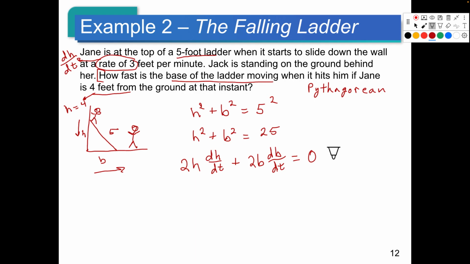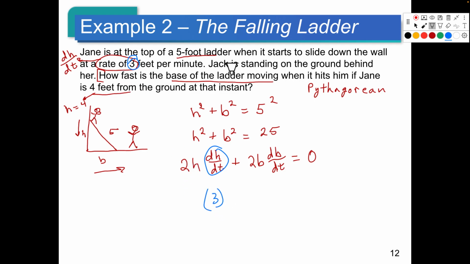Now what we've got to do is go back to the story and plug in the numbers that we can plug in. We were told the 5-foot ladder starts to slide down the wall at a rate of 3 feet per minute. So that's our dh dt. This is going down the wall. So I'll circle that, this equals 3.